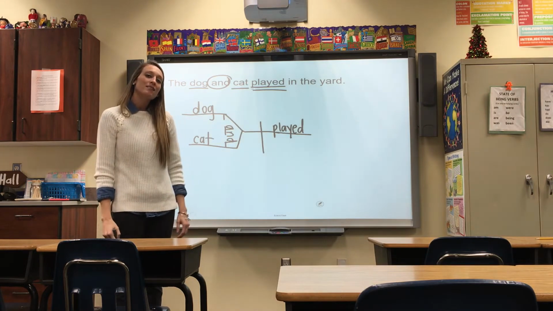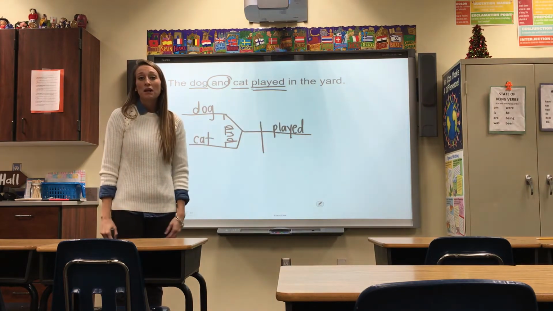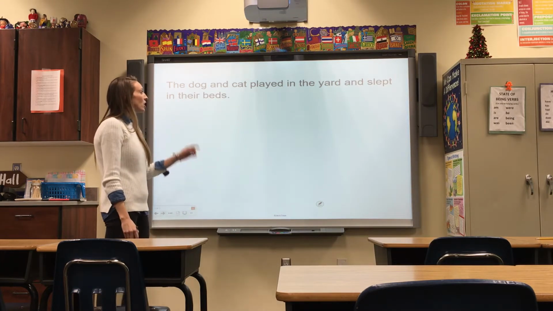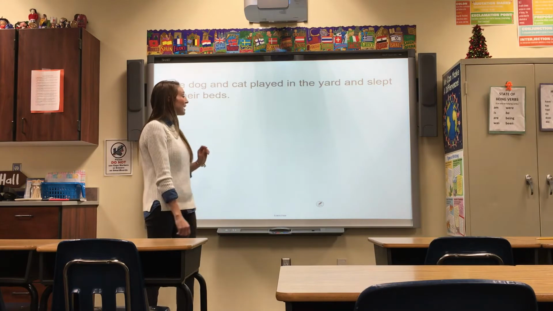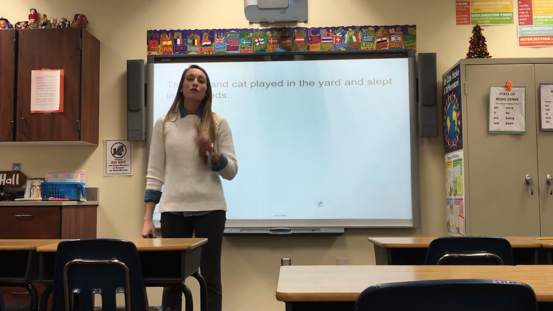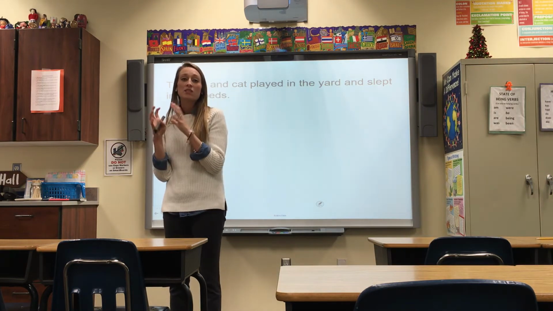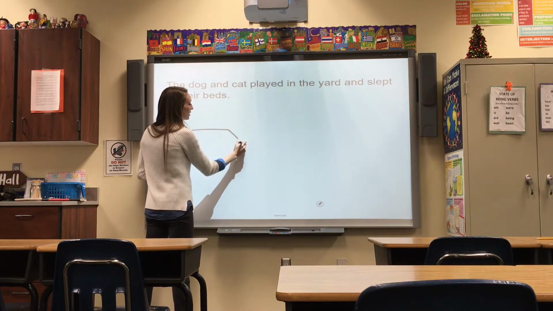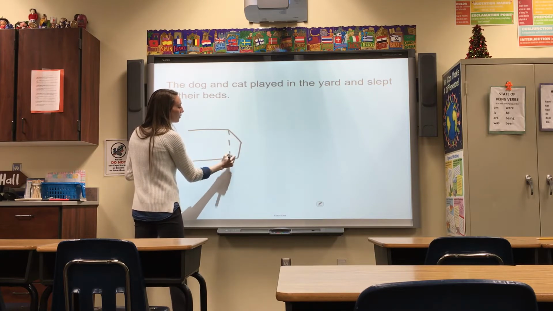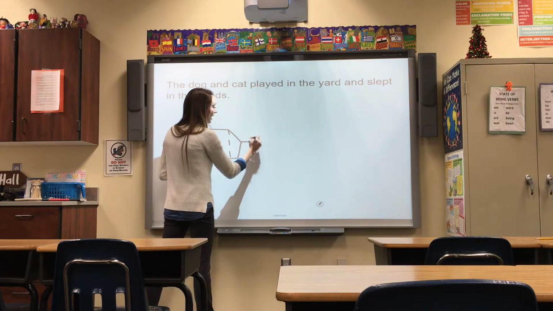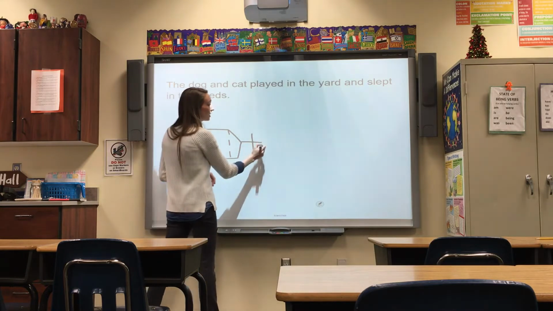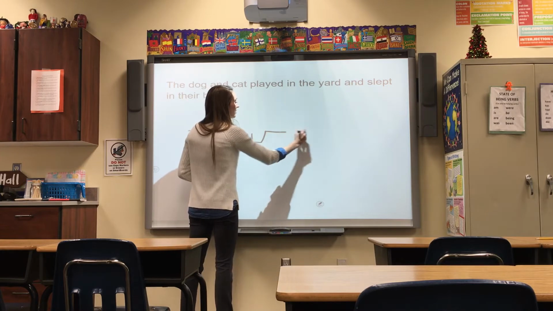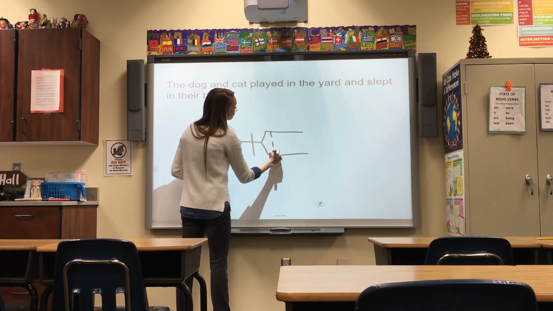You could do the exact same thing on the other side if you had a compound verb. Let me show you the next sentence. The dog and cat played in the yard and slept in their beds. Now I have 2 verbs being done by the same subjects. That means I have a compound verb. I'm going to diagram my compound subjects the same way I did before by drawing my rocket ship. I have my dividing line between my subject and verb. Now I have to draw a rocket ship on my verb side as well. They always face the center.